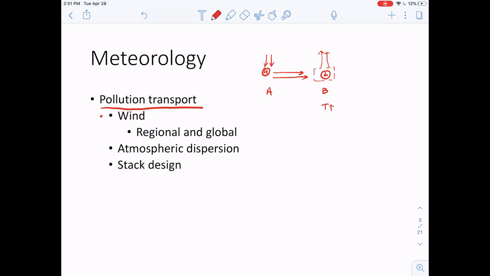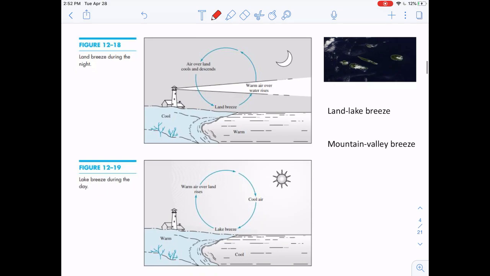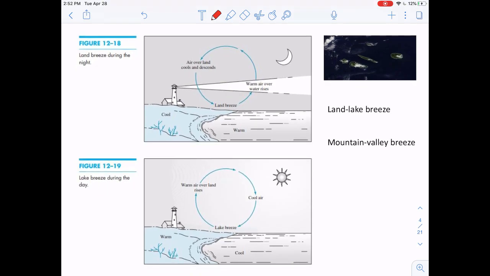And actually, this kind of air movement is happening both on the regional scale and on the global scale, and that's why we have to consider the transport of these air pollutants. So first, on the regional scale, what I'm describing is a process that's called the land-lake breeze. People also call it land-sea breeze. Basically it involves the wind formation between land and water.